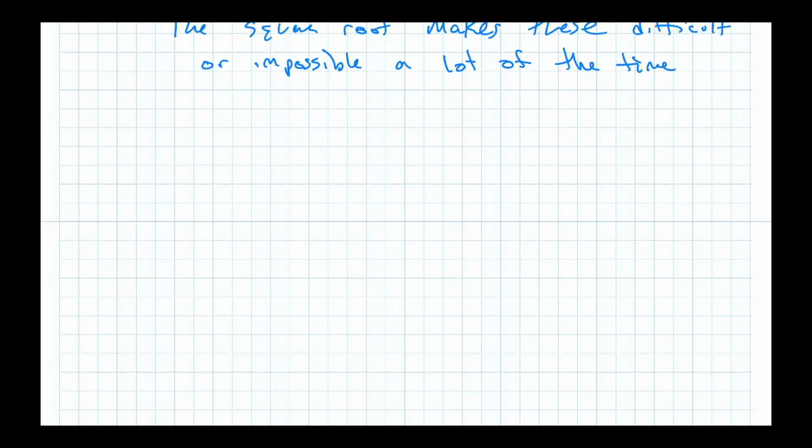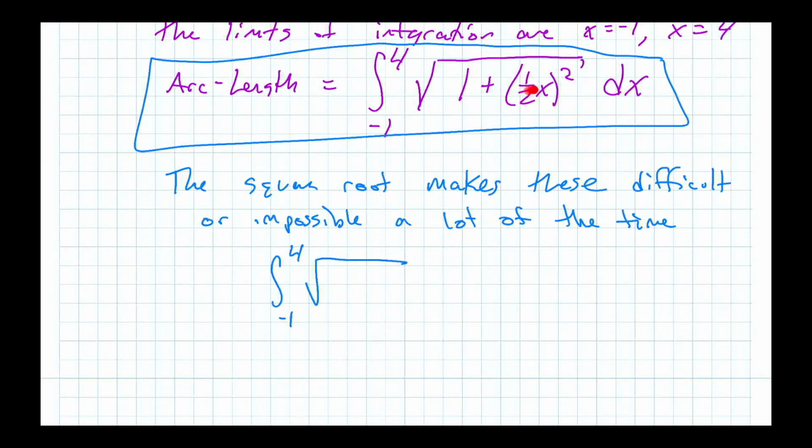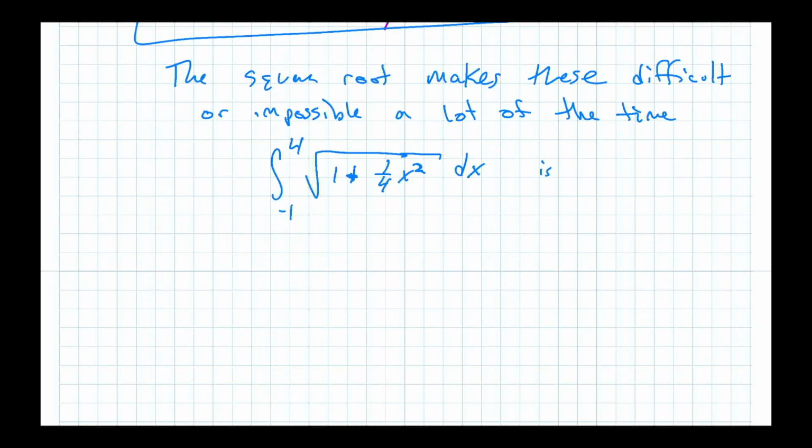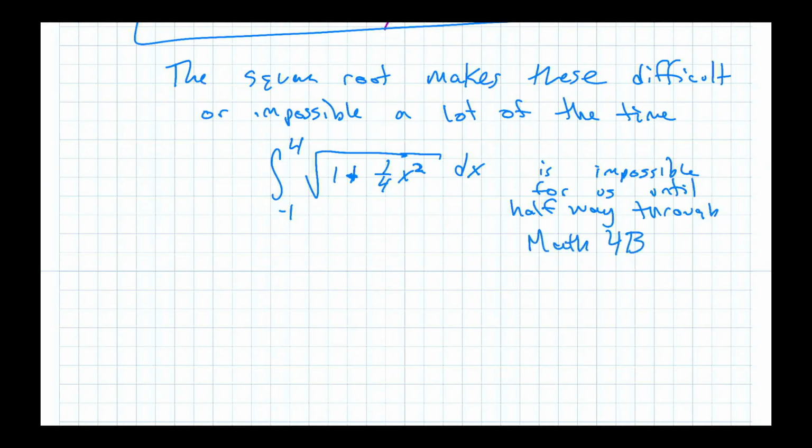So like this one right here, -1 to +4 square root, if you square this, you're going to end up with 1/4 x squared again. That's just chance. That's not indicative of anything important, that it looks like the original function. This integral is impossible for us until halfway through Math 4B. Right? So you got to be in the middle of calculus 2 before you could even make an attempt at that integral.